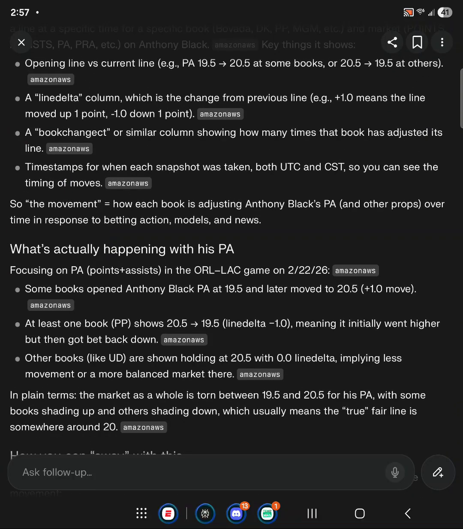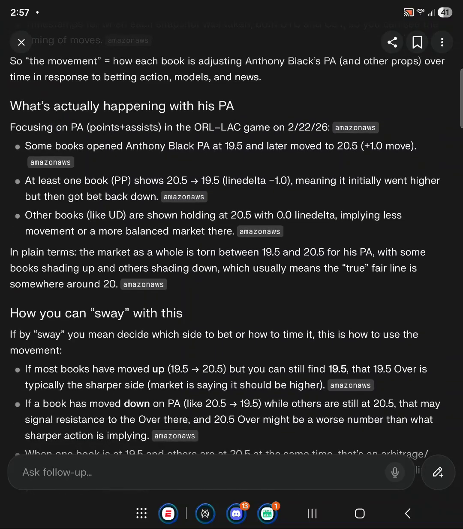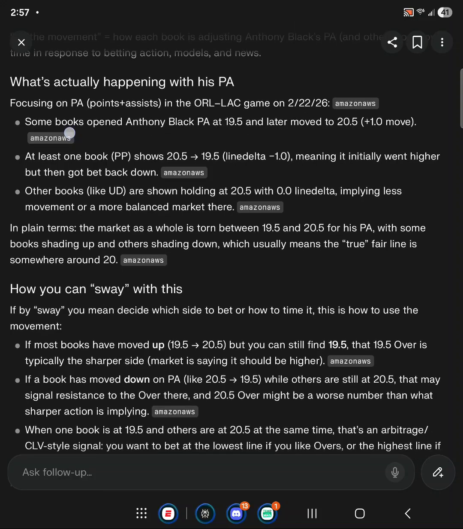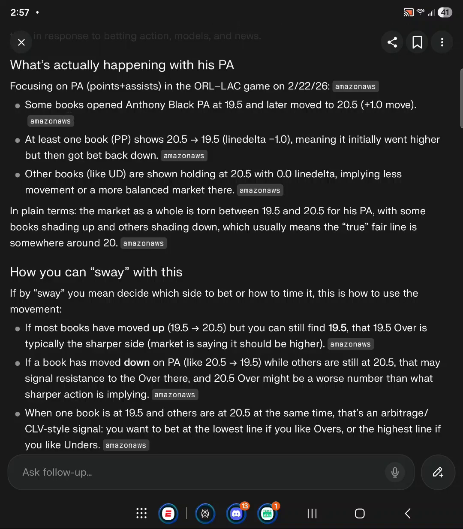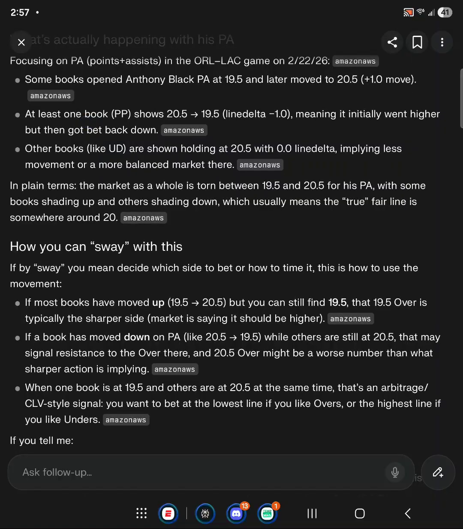And so you just go down, so we're not focusing on this because you can do it. And it's basically showing, if you read this, at least one book shows 20.5 to 19.5 negative delta, meaning it intentionally went higher, but then got back down. That is a key right there. And so that's why the files that go to Discord cannot always properly tell you what's going on. I'm inventing something. But the website that updates, it does tell you what's going on in a way.